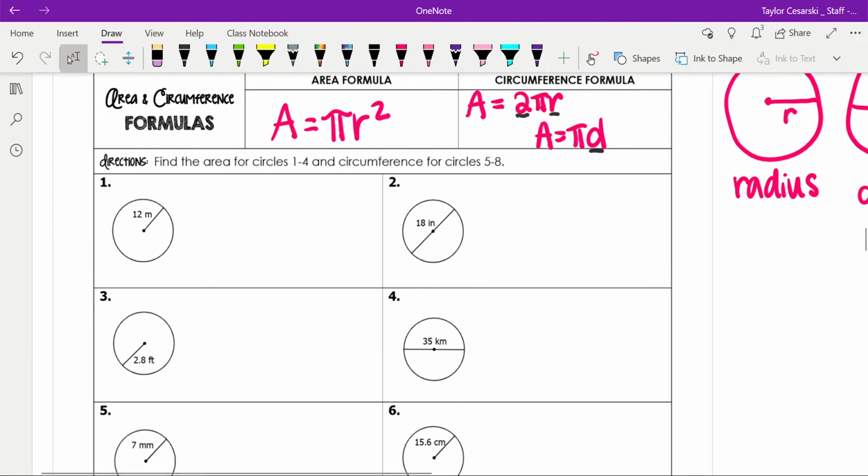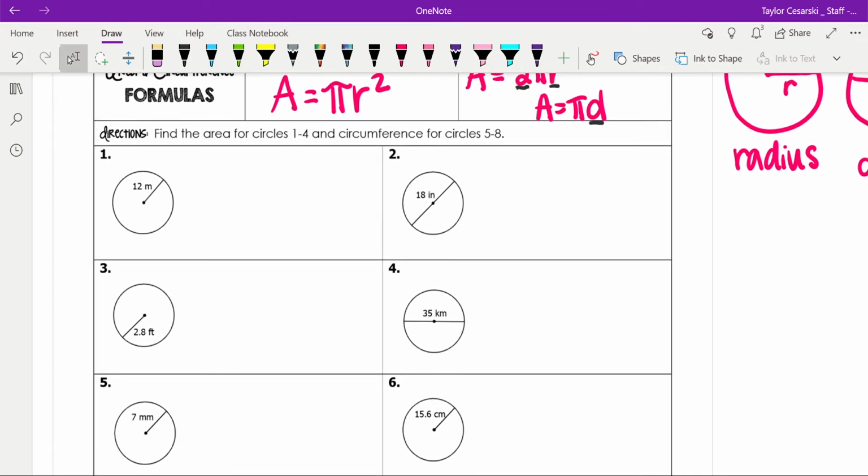All right, so on this first page here, it says find the area for circles 1 through 4 and circumference for circles 5 through 8. Again, we're just going to do the odds here and give you guys practice on the evens. But what I want to do is show you both ways that you can write it. And you can choose then after this which way you prefer to write it, but be able to recognize both ways. So area, so pi r squared.